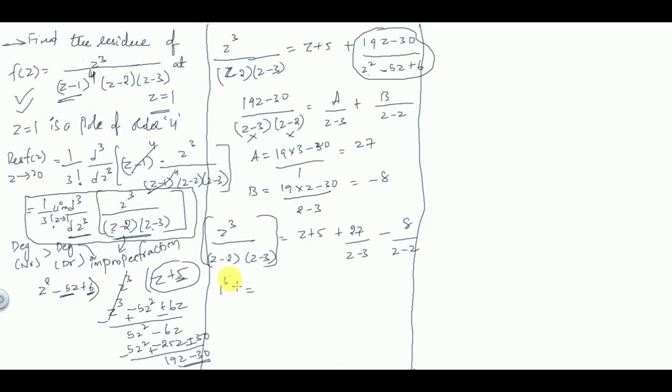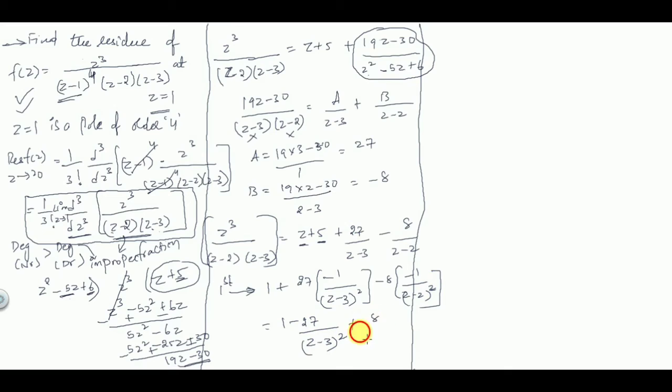I am differentiating the first time, that is d by dz of this value. d by dz of z is 1, plus d by dz of 5 is 0 because it is a constant, and 27 into d by dz of 1 by z is minus 1 by z square, so minus 1 by z minus 3 whole square, minus 8 into minus 1 by z minus 2 whole square. So this becomes 1 minus 27 by z minus 3 whole square plus 8 by z minus 2 whole square. Now differentiating again for the second time.